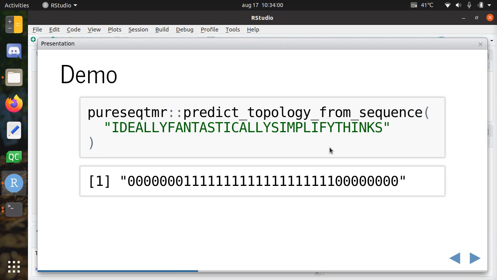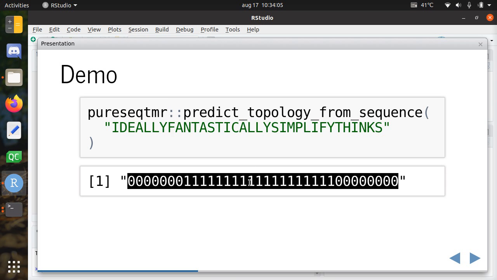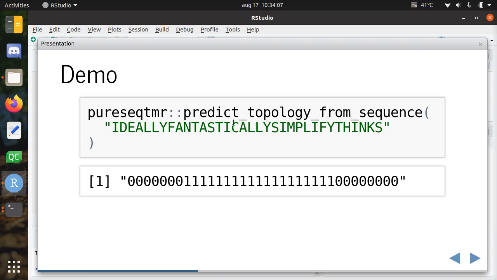So this is a short demo of how it works. PureSecTMer gives the topology from a sequence. So this is the topology. You see it's very easy to use.